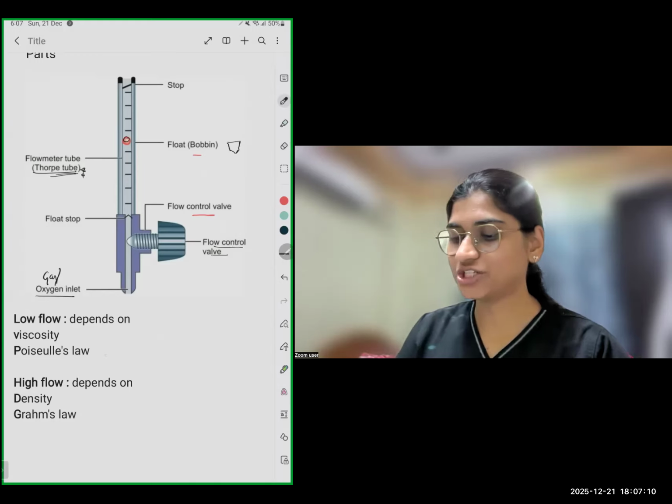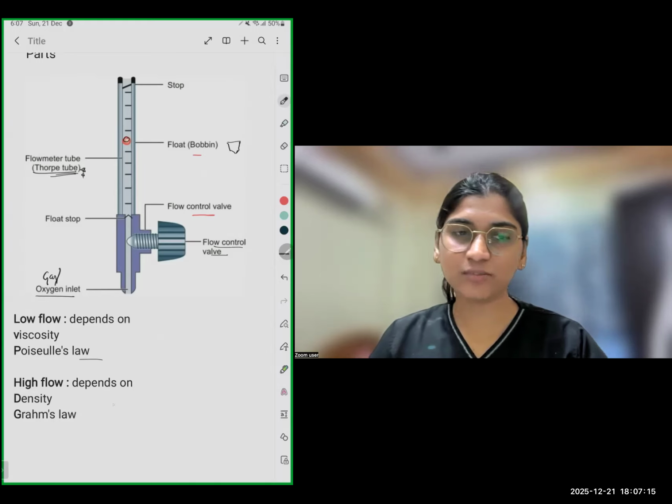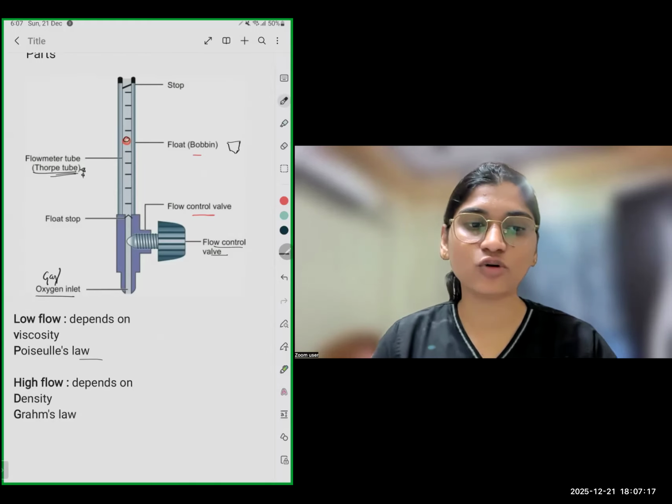and the properties of the gas come next. Low flow depends upon the viscosity and it follows Poiseuille's law. High flow depends upon the density and follows Graham's law.